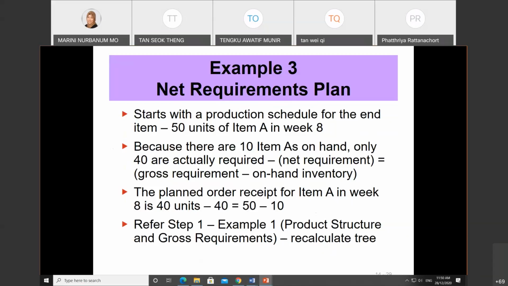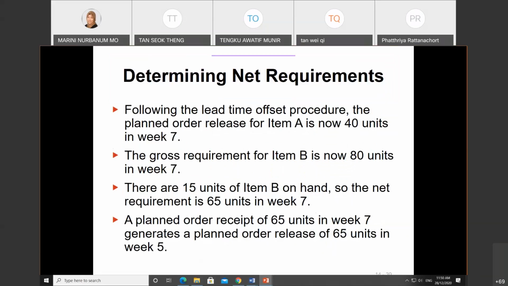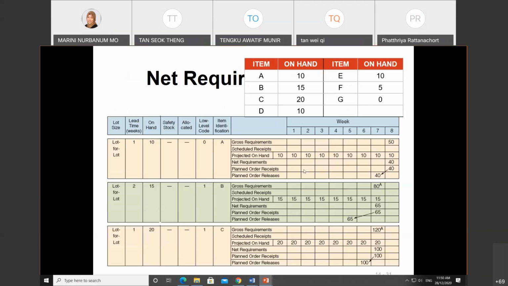So up till here, okay? Okay? Okay. Here following the gross requirement for item B is now 80. Okay. Where is it? Wait a moment.